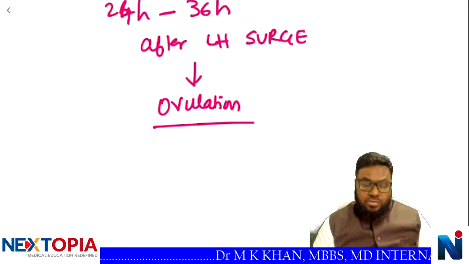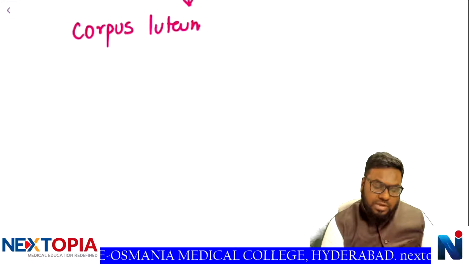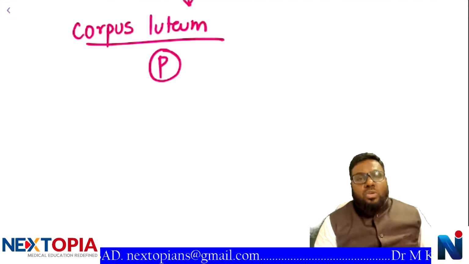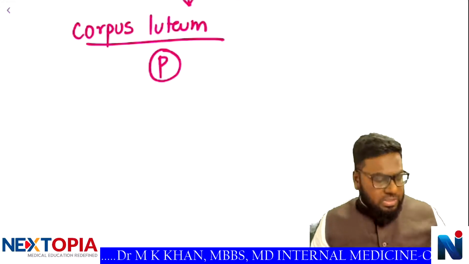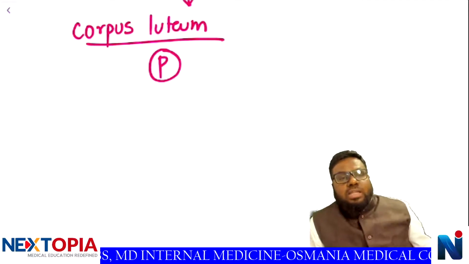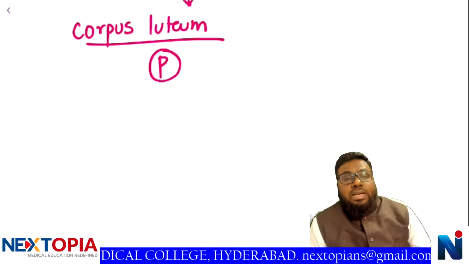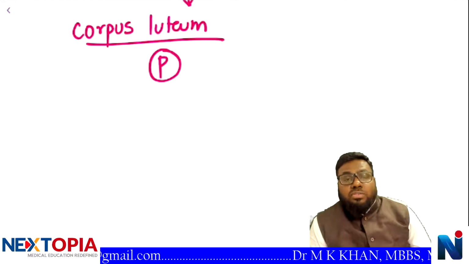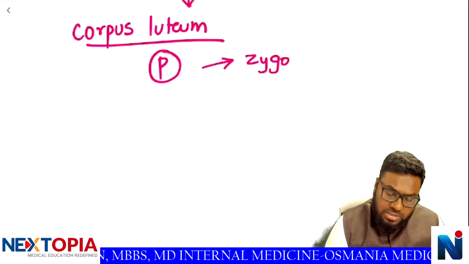Here are a few points. See, what happens after ovulation is that the corpus luteum is formed, is it not? The corpus luteum secretes progesterone, which is responsible for the growth and development of the endometrium. Once ovulation has occurred, the corpus luteum now starts controlling the growth of the endometrium. What are the important effects of the corpus luteum apart from endometrial growth? It helps in the nutrition and development of the zygote.